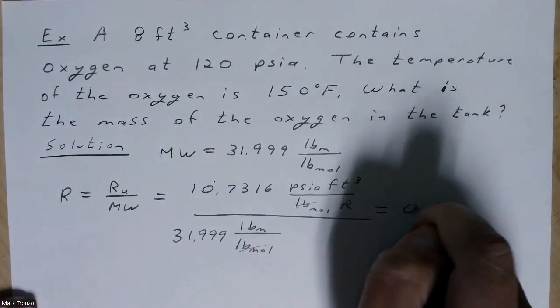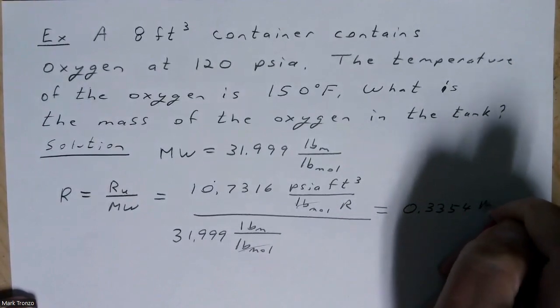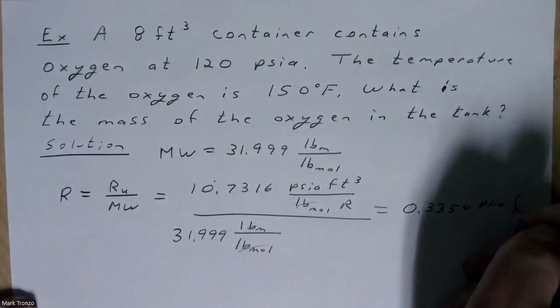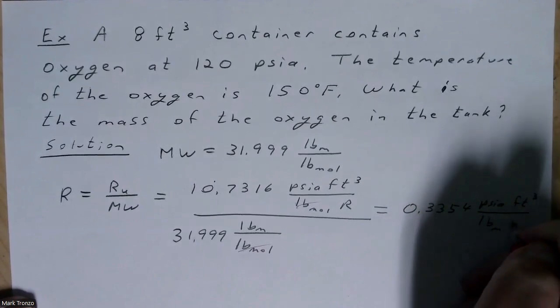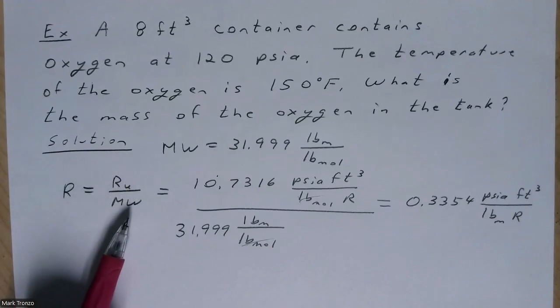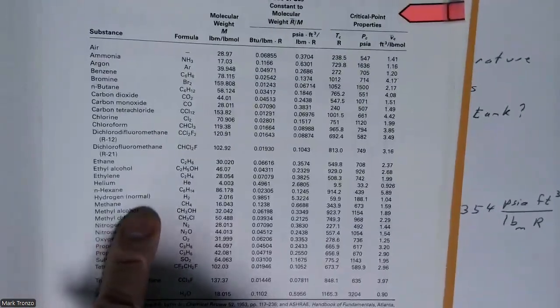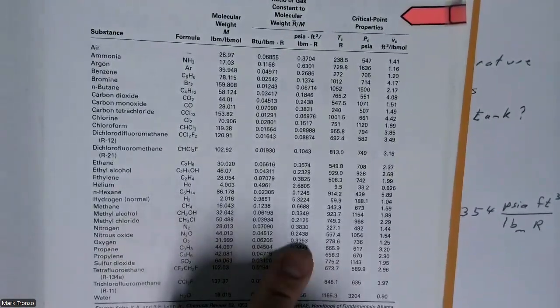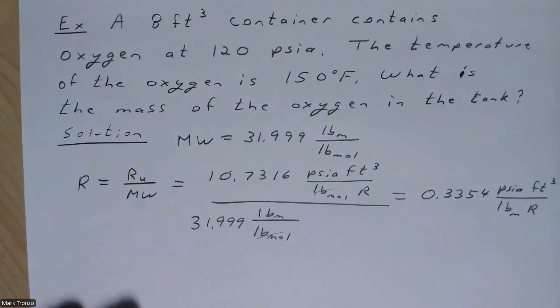This becomes 0.3354 psia foot cubed over pound mass Rankine. Like I said, we'll use this equation if we didn't have our R. My book gives the R, so we could have just used that directly, and that would have been for oxygen. They have 0.3353. We calculated 0.3354. Pretty close.